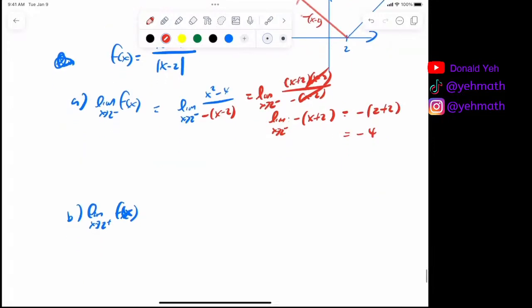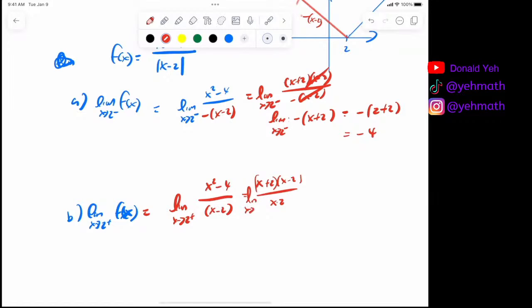Now, from the right side, you can do the limit as x approaches 2 from the right side. Now you can decide to use the other function, which is x minus 2, which leaves x plus 2 over x minus 2 and x minus 2, with the limit as x approaches 2 from the right. This will cancel out.